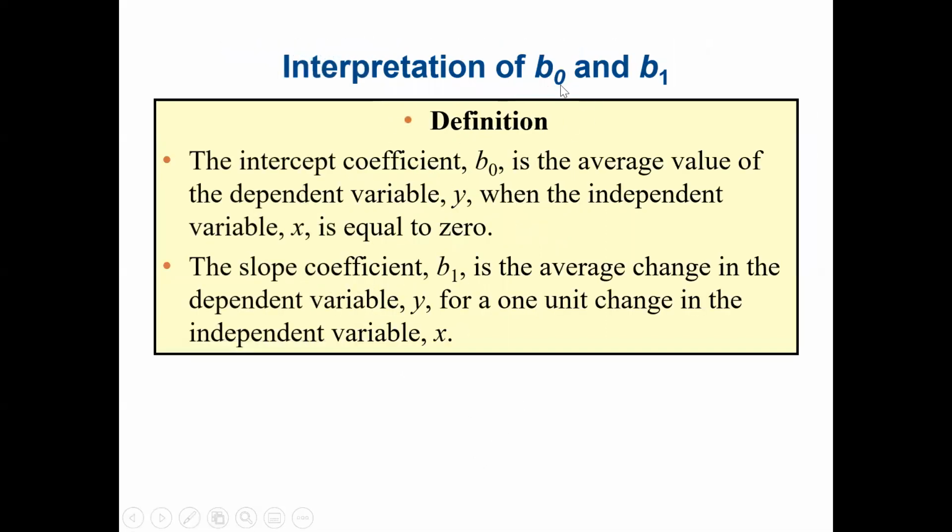So for the interpretation of B0 and B1, we said that the intercept coefficient, which is B0, is the average value of the dependent variable Y when the independent variable X is equal to 0. That's why we call it the y-intercept, the Y value when X equals 0. Now the slope coefficient, which is B1, is the average change in the dependent variable Y for a one unit change in the independent variable X. Same concept as slope in college algebra. So B1 will determine the steepness of the straight line.